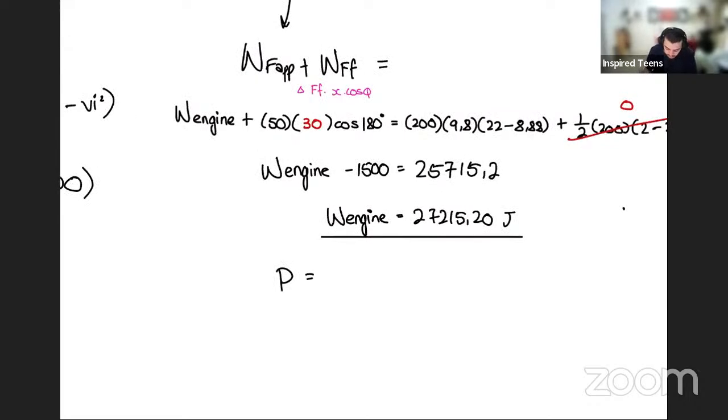Power would be equal to work divided by time, which is 27,271.20 divided by 15. Okay. We divide this answer by 15. We get an answer of 1818.08 watts.